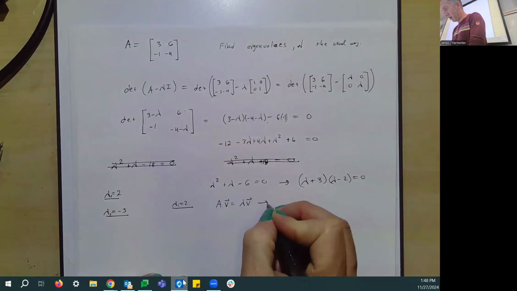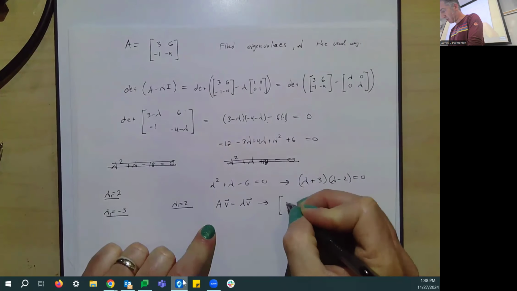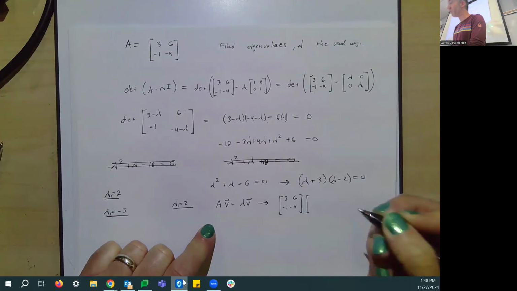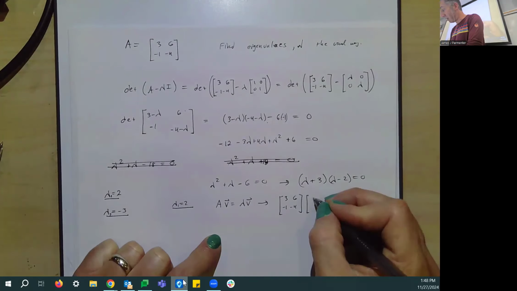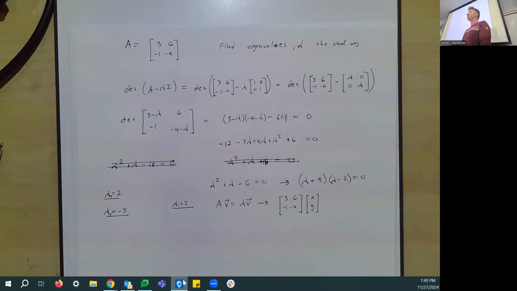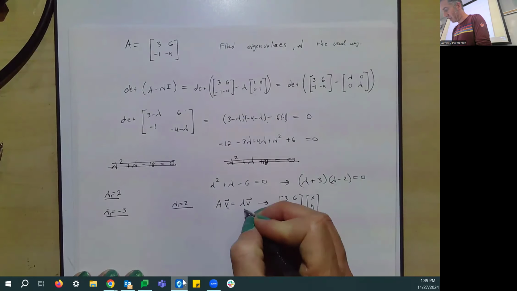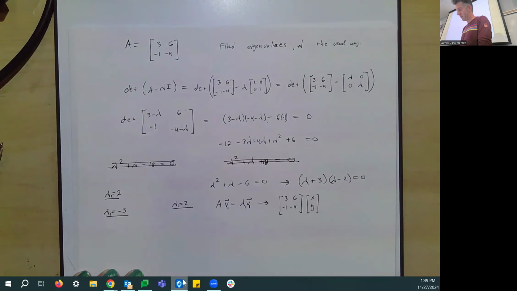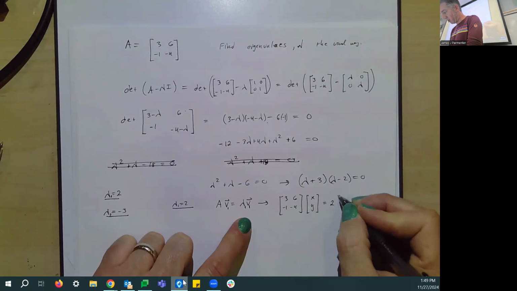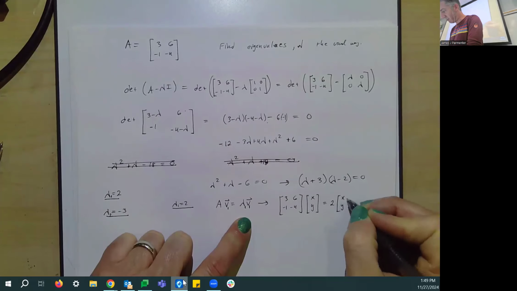So we're going to get our matrix A, 3, 6, -1, -4, times the vector v that we don't know what it is. I usually call it x, y. Some people will go with x1, x2. I wouldn't use v1 and v2 because we're already using v1 and v2 for the names of the eigenvectors. Because usually I'm calling this v1, this lambda 1, and this v1 here. And it's going to equal lambda 1, which is 2, also times the vector v1.